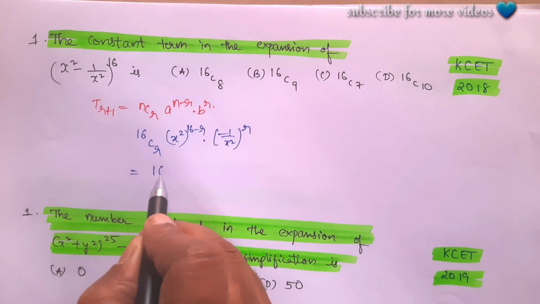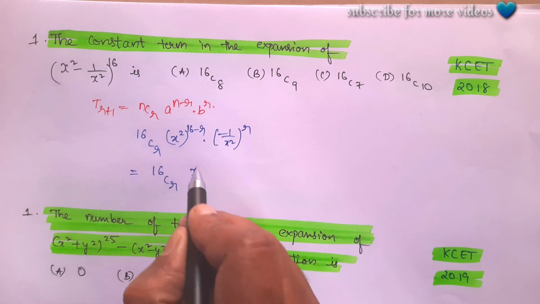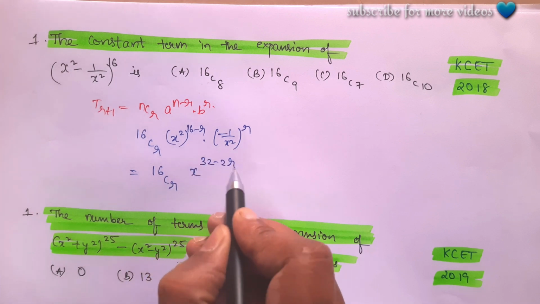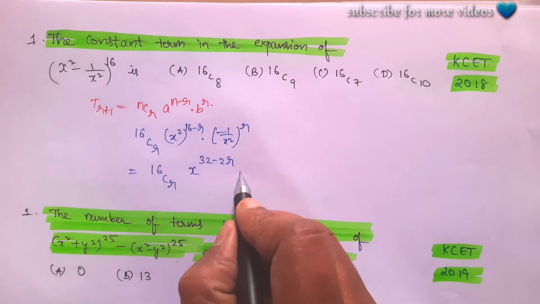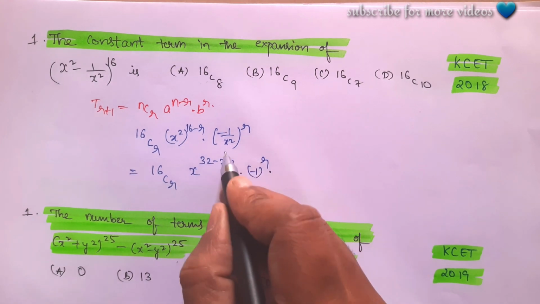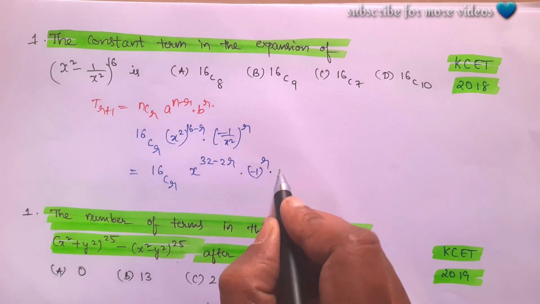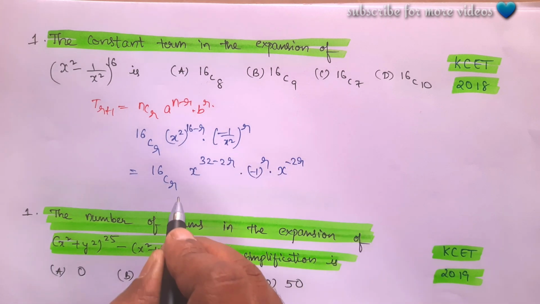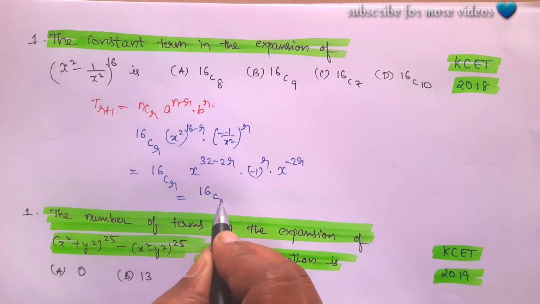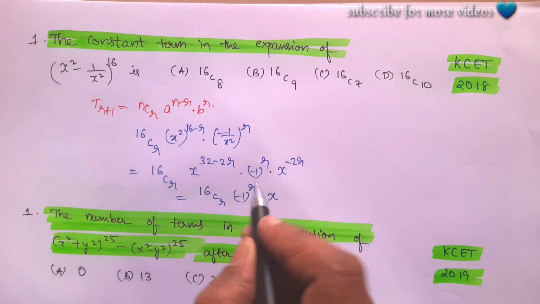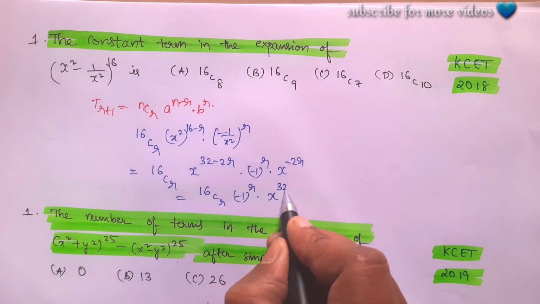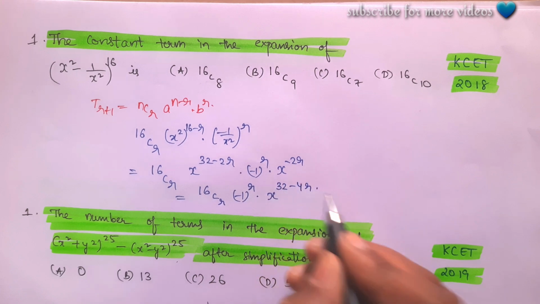So I will write it as 16cr x power 32 minus 2r, 2 16s and then 2r. After that this is into minus 1 power r, and again x power 1 by x square we will write as x power minus 2r. So finally it will become 16cr minus 1 power r into x power, base are equal, powers add, 32 minus 2r minus 2r, minus 4r.